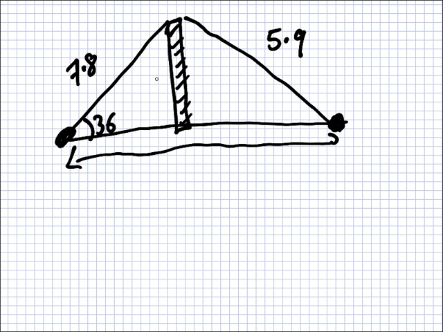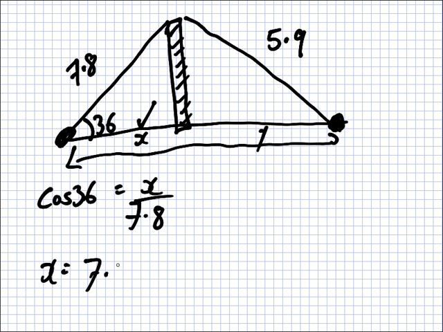So let's get the first answer, which is this picture. So I can kind of easily get this length here, can't I? I just would need to use something like cos. I could say cos 36 equals, now what I'll do is I'll call this x and y. Cos 36 equals x over 7.8. So I have x is 7.8 cos 36. 6.31.